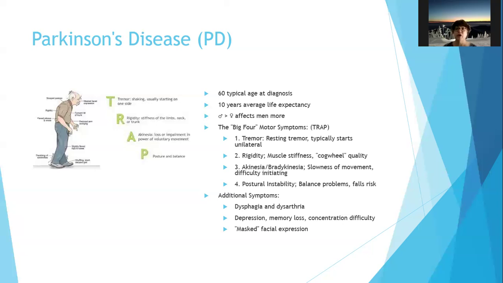Rigidity, muscle stiffness, we call it a cogwheel rigidity, where it's a very ratcheted feeling of that rigidity. Akinesia or bradykinesia is slowness of movement and difficulty initiating movement. And postural instability includes balance problems and a falls risk. The additional symptoms that people have, dysphagia and dysarthria, which affect the muscles of swallowing and the muscles of speech. So that stiffness, rigidity affects the muscles of swallowing and speech as well. And that's what causes those symptoms.